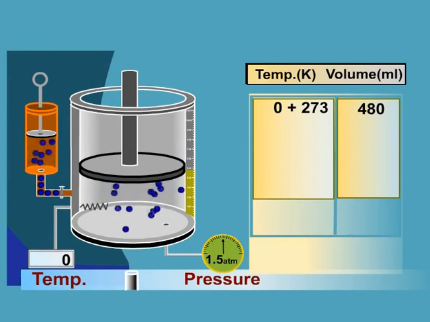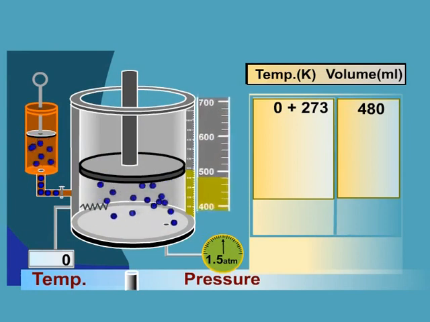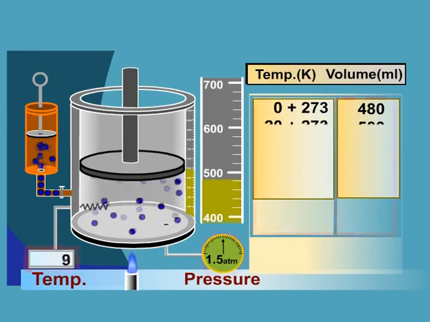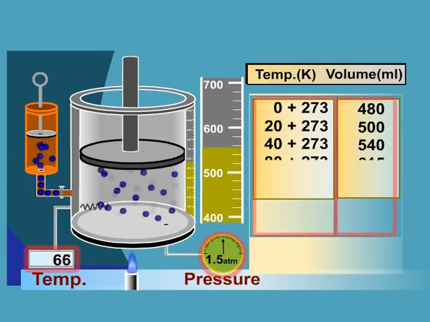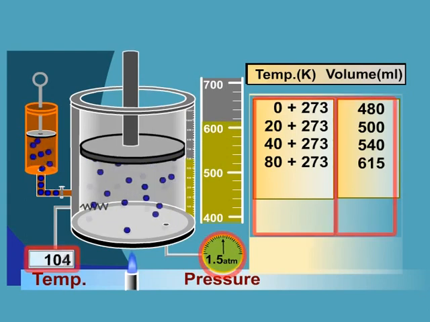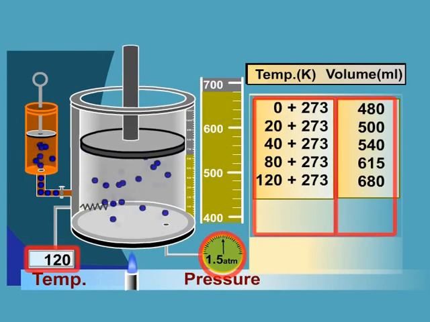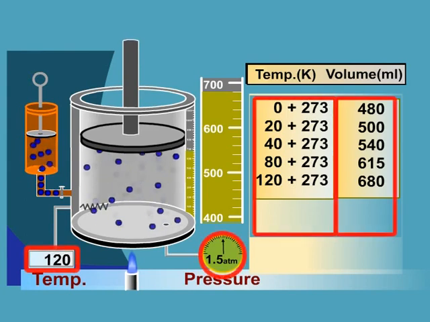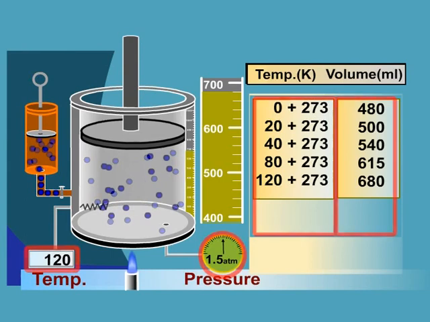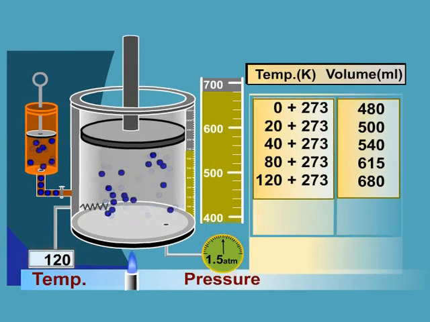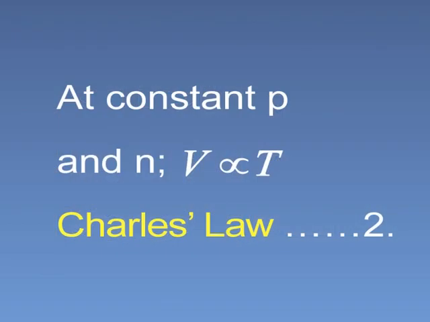Students, when we increase the temperature of n moles of gas, keeping pressure P constant, the volume of the gas increases. It means at constant pressure, volume of a given mass of gas is directly proportional to absolute temperature. This is Charles' law.